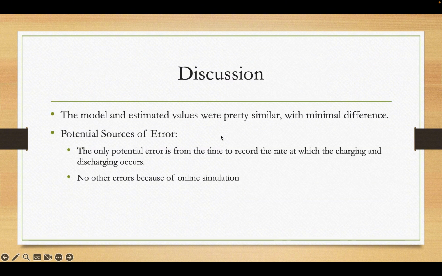Discussion: the model and estimated values were pretty similar, and there was minimal difference for the time constant, and there are rarely any potential sources of error because of it being online. The only potential error is probably from when I was recording the time of the charging and discharging, because I had to turn on the circuit and then go over and turn on the timer, which are two separate instances which could have some difference.